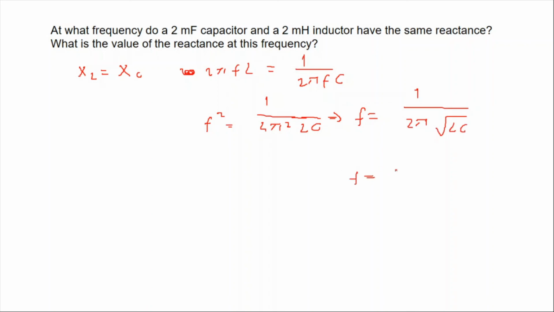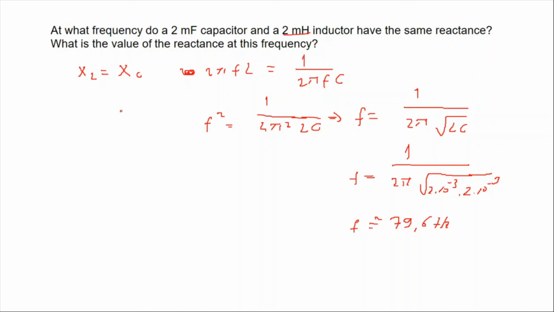So if we plug in all given values, it will be 1 over 2 pi square root of L, which is 2 times 10 to the negative 3, it is 2 millihenry, times C, 2 millifarad, which is 2 times 10 to the negative 3. So making this calculation will give us approximately 79.6 Hertz. At this frequency, the reactance of both will be the same.